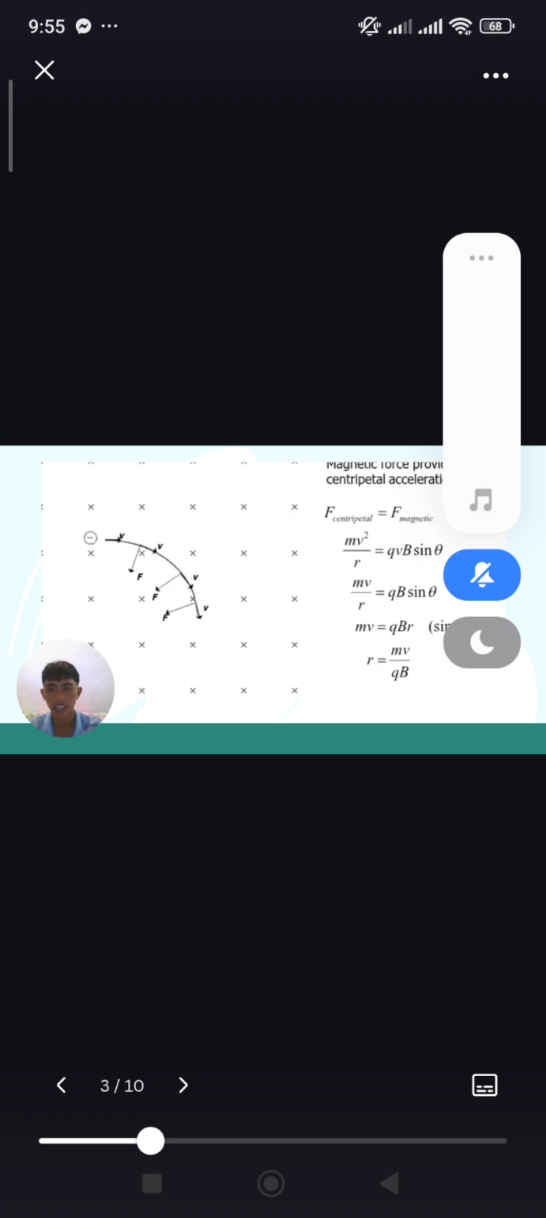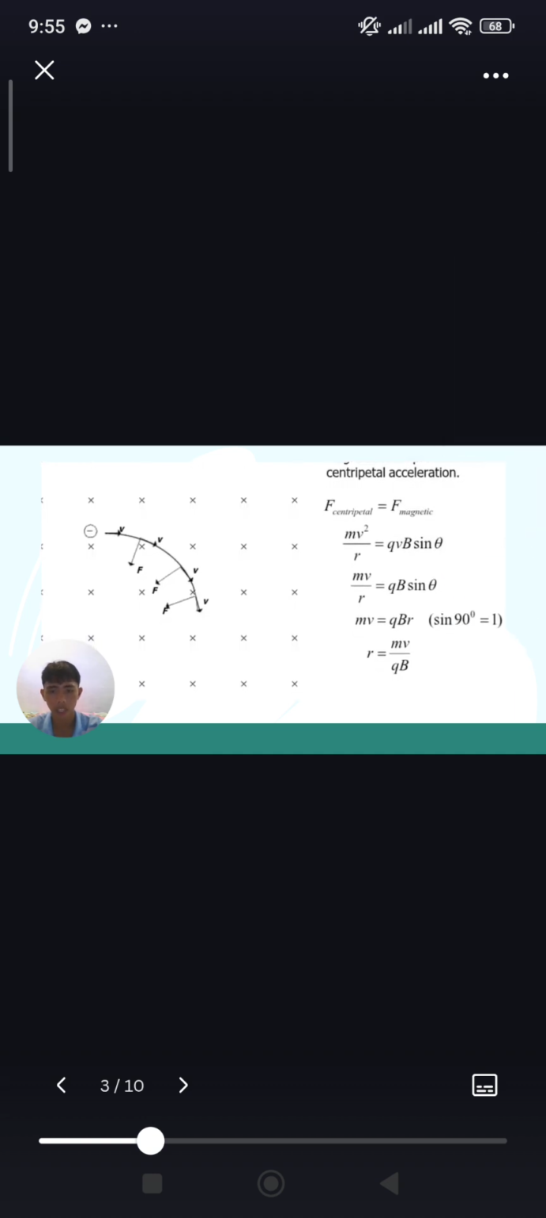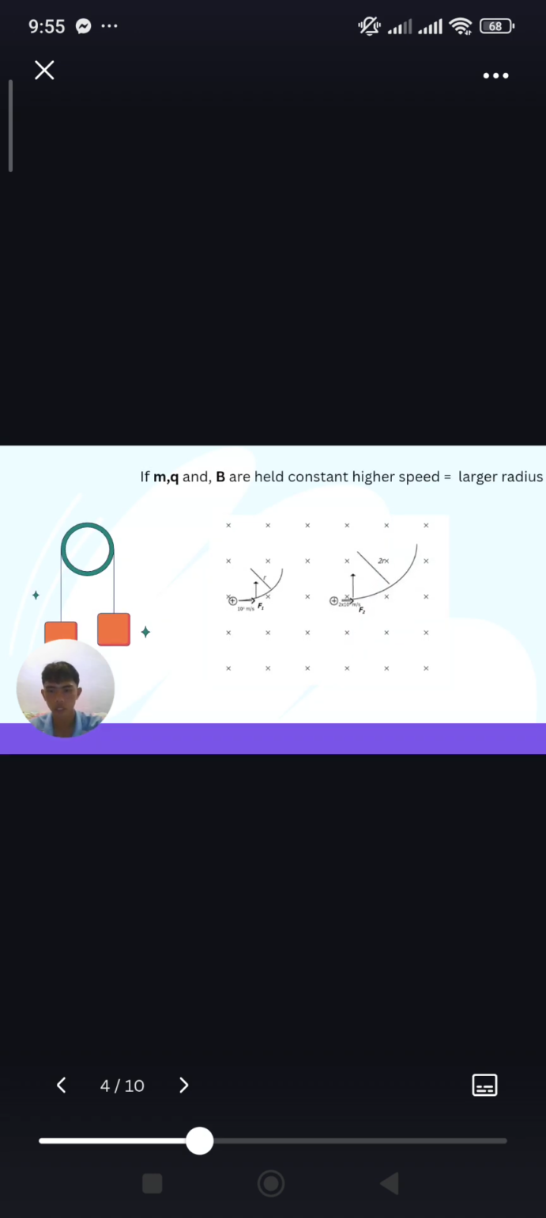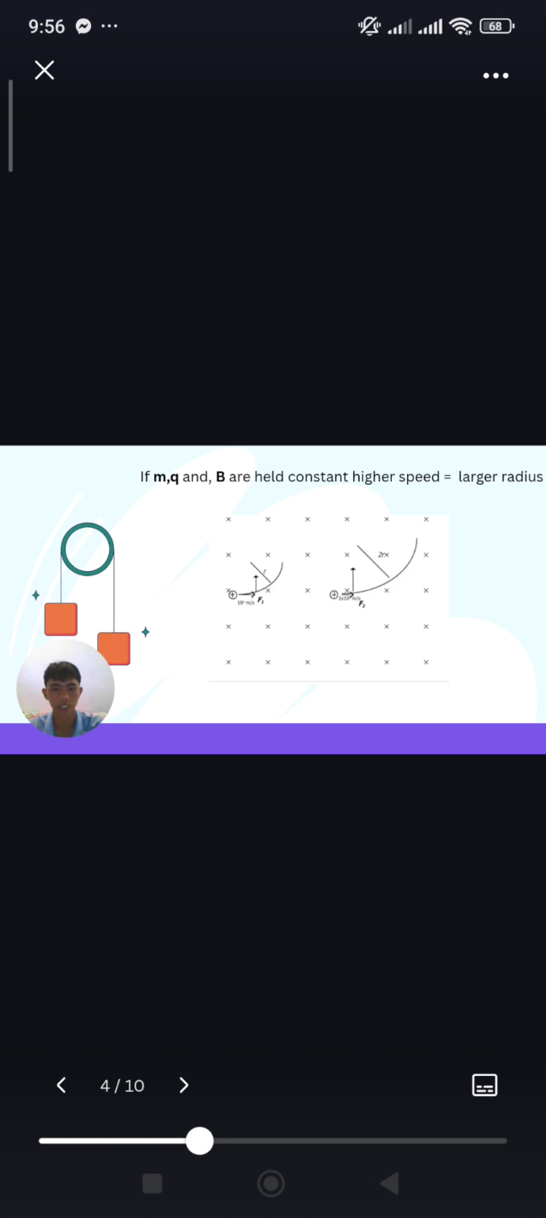The magnetic force acts as the centripetal force. That is why the particle moves in a circular path instead of a straight line. We set magnetic force equal to centripetal force to get the formula r is equal to mv over qB. In this illustration, if the mass, charge, and magnetic field are constant, higher speed means larger radius. So if the particle moves faster, the circle becomes bigger.